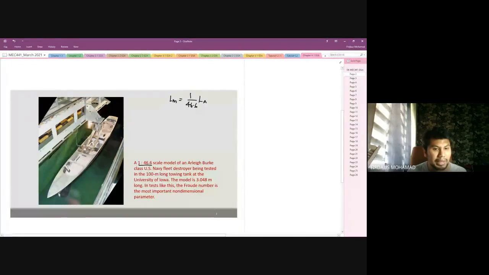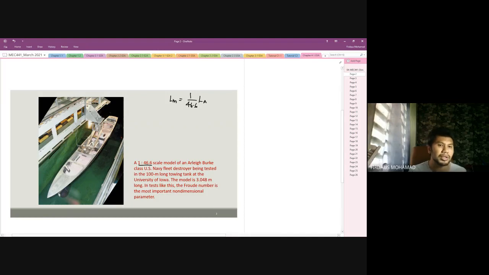Yang ni dipanggil water tunnel. So water tunnel basically is used in order to do the experiment for the ship, for example for the submarine, untuk boat, untuk design, untuk kita tengok dia punya water flow, nak study dia punya stability, kalau ada wave macam mana dia punya stability. So this is how engineers come up with the scale model. So basically this is scale model.